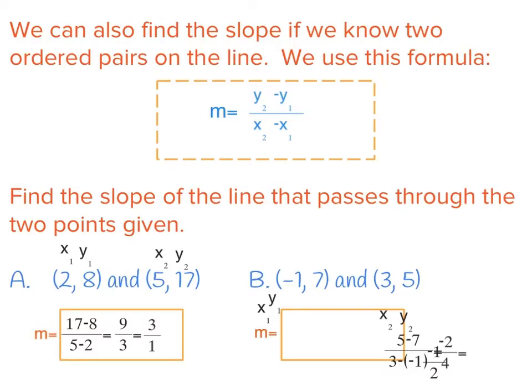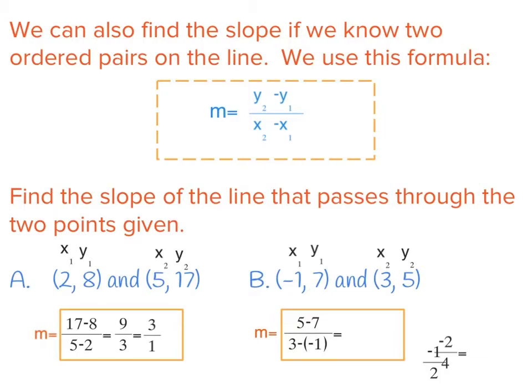So let's try this next example, example B. Again, I need to assign my x1 and y1 values, so I will say -1 is my x1 value, 7 is my y1, 3 will be my x2 value, and 5 will be my y2 value. Now that I've assigned those numbers to a variable, I'm going to substitute it into the formula. So I have formula y2 minus y1, so 5 minus 7, over x2 minus x1, so 3 minus -1.